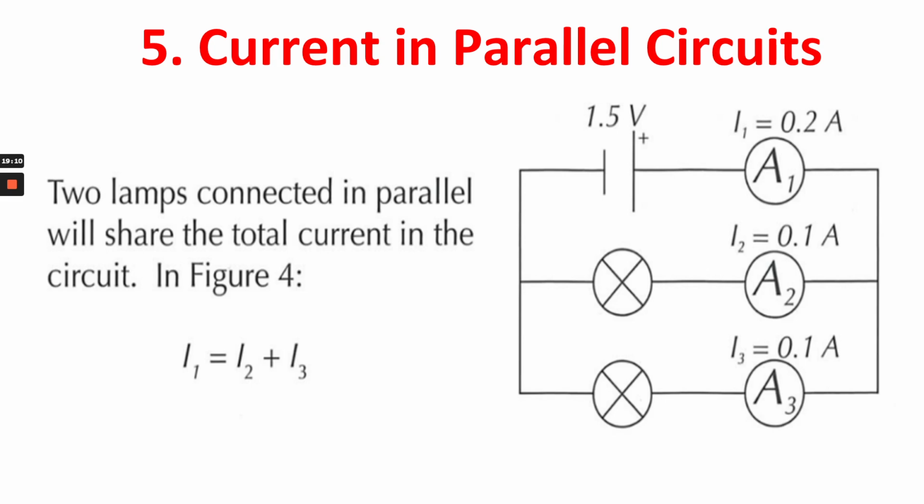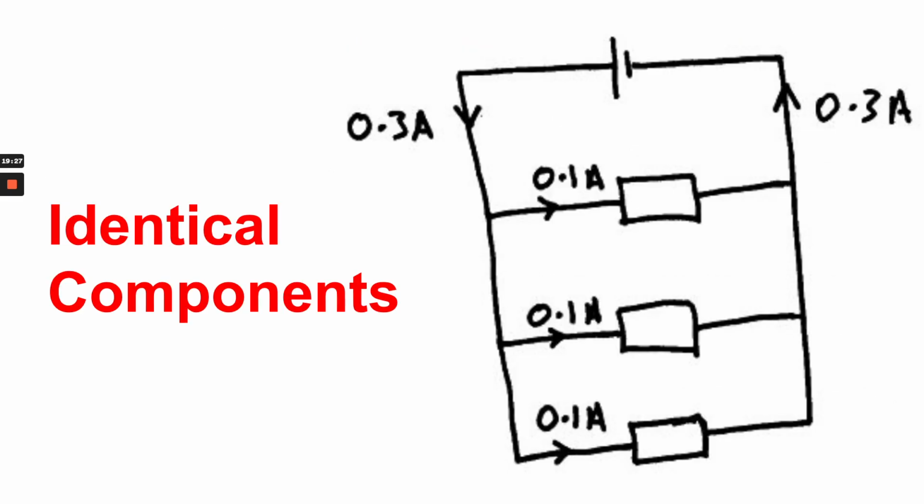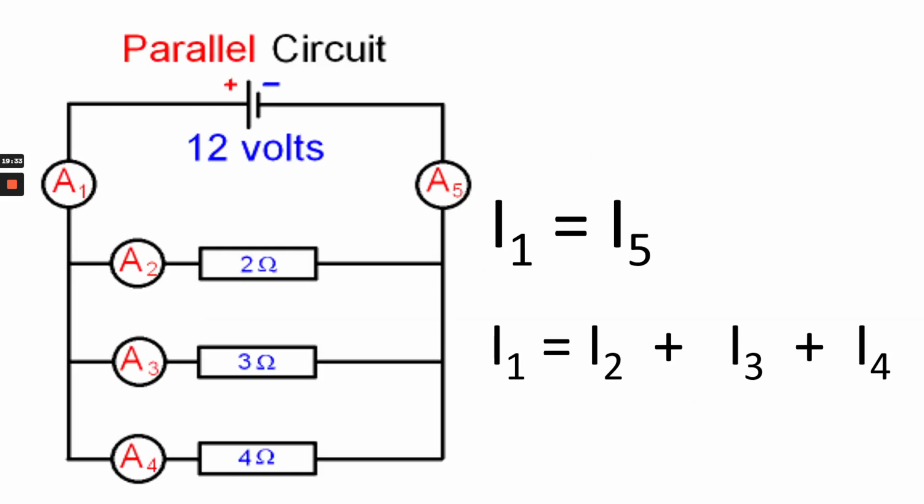And here, current in parallel circuits. Now, this is probably the hardest of the 6. The current 0.2 comes out. Now, these are two identical components, so it's shared equally between them. They get 0.1 amps each. But here is another example with identical components. They get 0.1 amps each. And with non-identical components, the resistance is different in them, so they will get different amounts of current.